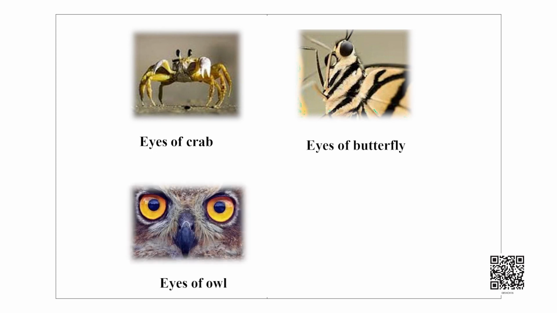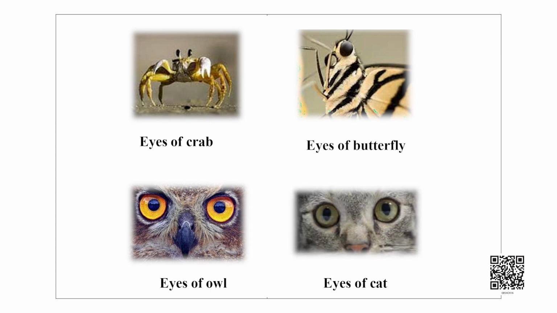Night birds, owls, cats, etc. have eyes that have a large cornea and a large pupil to allow more light inside. In their retina, a large number of rods are present and only a few cones are present. They can see very well at night, but not so well in the day.